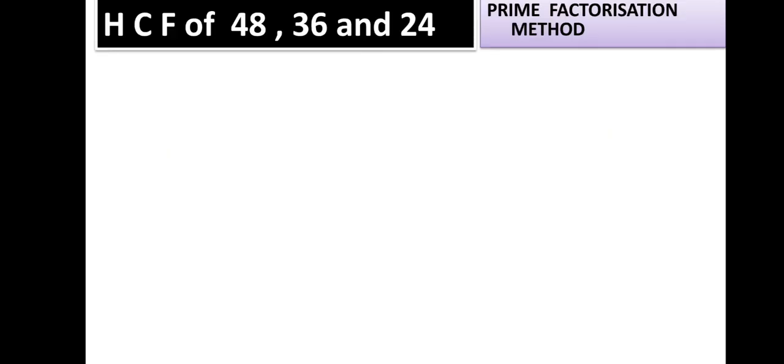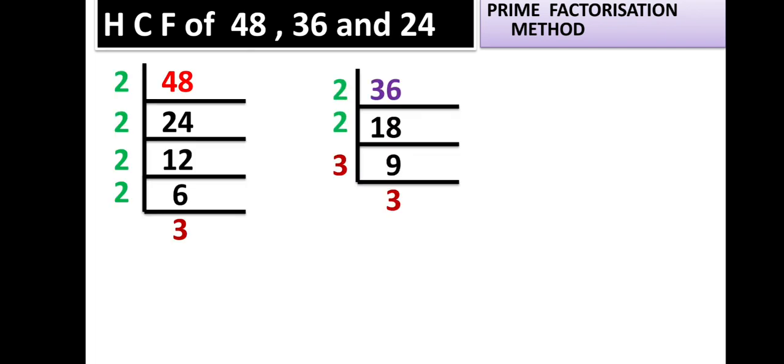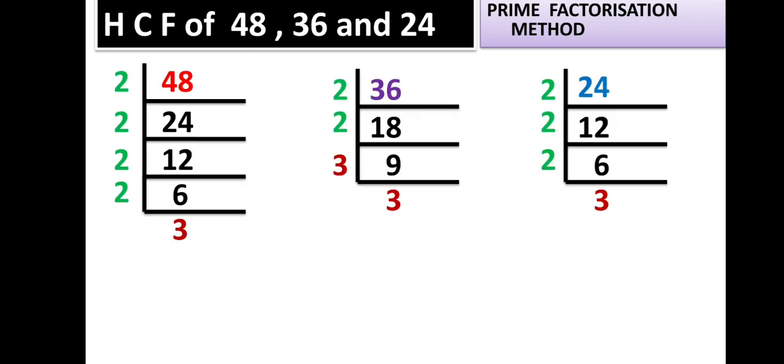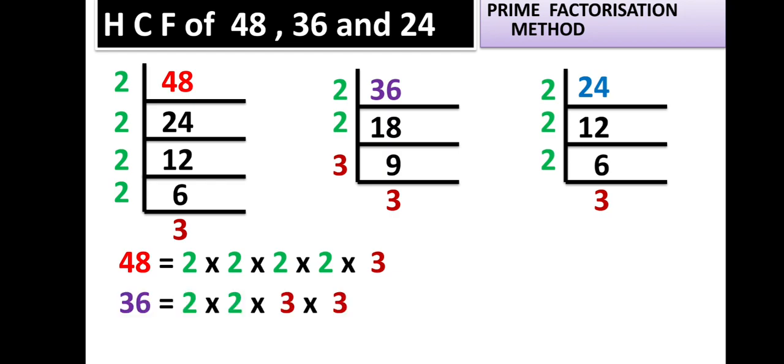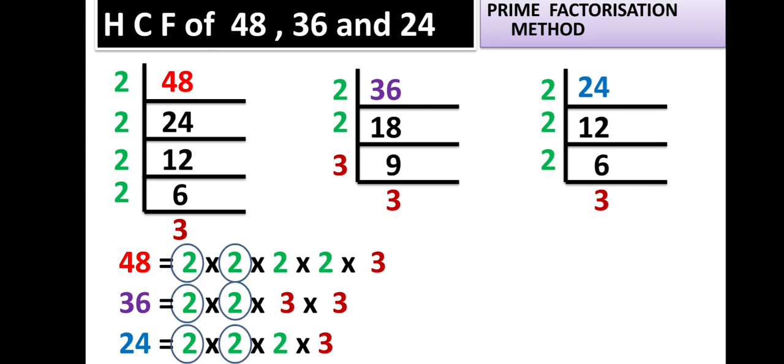Now let's find out the HCF of 3 numbers at a time. First we'll see the prime factorization method. Prime factorize 48, then 36 and 24. 48 can be written as 2 into 2 into 2 into 2 into 3. 36 can be written as 2 into 2 into 3 into 3. And 24 is written as 2 into 2 into 2 into 3. So the prime factorization is done. Next thing is finding the common factors. 2 is common, another 2 is common, and 3 is common.